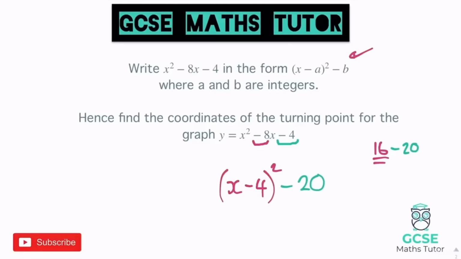Now, in order to write the turning point, we're going to take exactly the same approach. We flip the sign for the minus 4, so our x-coordinate is positive 4, and our y-coordinate is just this number at the end, minus 20.